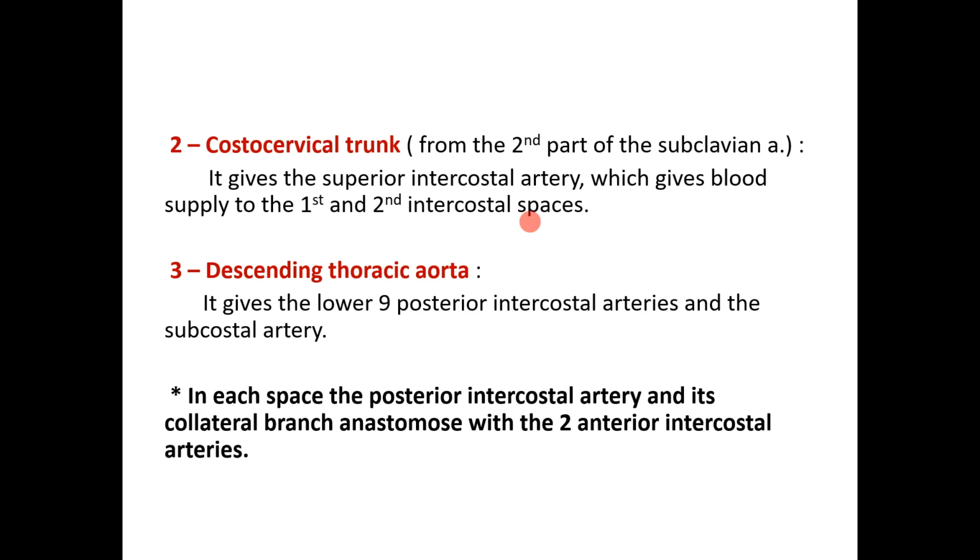The third blood supply to the thoracic cage is the descending thoracic aorta. The aorta has many parts. If you remember from the previous lectures, the aorta has an ascending part, then the arch of the aorta, and then the descending part. The descending part, of course, is divided into two: thoracic aorta and abdominal aorta. The descending thoracic aorta will give the lower 9 posterior intercostal arteries.